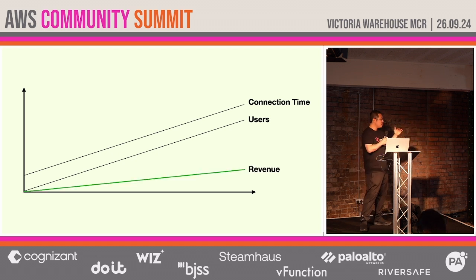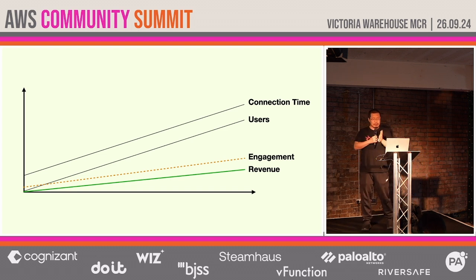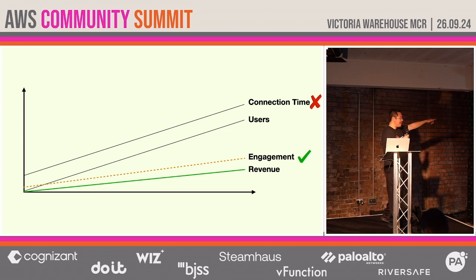My revenue grows along the line of actual engagement. The more people actually do stuff on my system, the more likely they become paying customers, and therefore my revenue is going to grow along the lines of the dimension of engagement. So I also want my cost to grow with engagement activities, not just connection time.